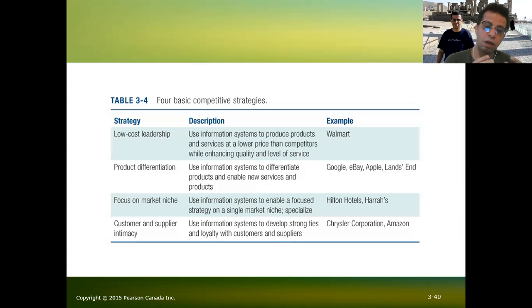And you might do a focus on a market niche, using this information to enable a focused strategy on a single market niche, specialized in it, like the Hilton hotels. And you might strengthen customer and supplier intimacy, which is using the information system to develop strong ties and loyalty with the customers and suppliers, like what the Chrysler Corporation and Amazon do.